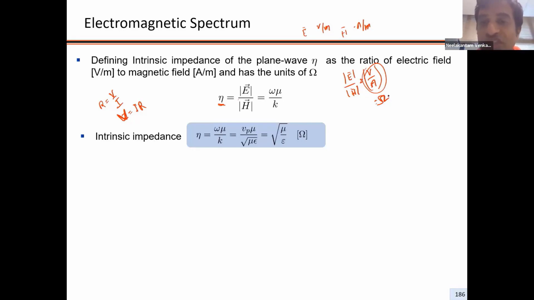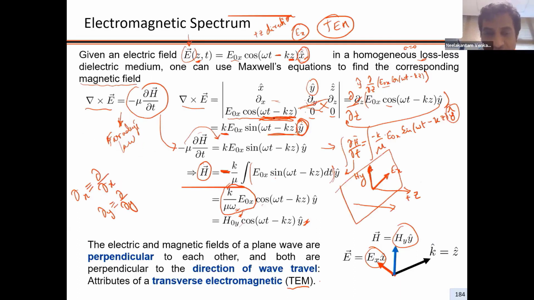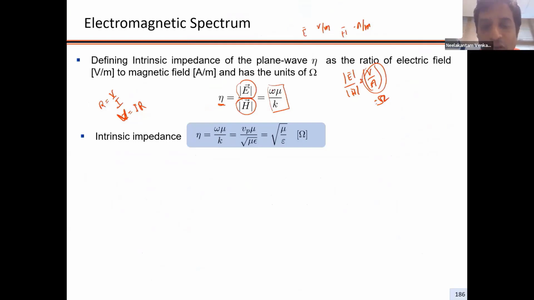So that ohms is the resistance. The intrinsic impedance of a plane wave is defined as the magnitude of the electric field over the magnitude of the magnetic field, which is omega mu over k. Because here you can clearly see that H0y is k over mu omega. If I take E0x over this H0y term, I will get omega mu over k.